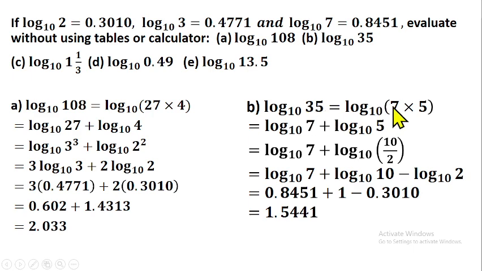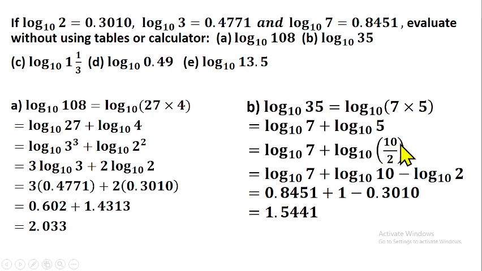Log 35 is the same thing as 7 times 5. Are we there? Which can be broken down to addition because this is multiplication. We have log 7 plus log 5. We have the value of log 7, but we don't have the log of 5. Do we? We are not given the log of 5, but we are given log of 7. So this one is settled, but we have to simplify the log 5 further.